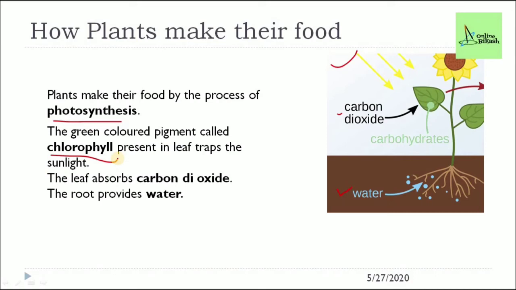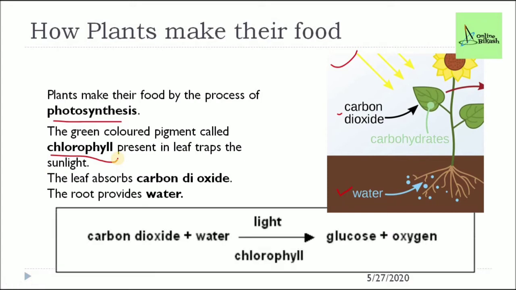Okay, and in our atmosphere there is carbon dioxide. So the leaf, through the stomata, will absorb the carbon dioxide, and the root will provide the water. That means we have three things. Chlorophyll will absorb the sunlight, the leaf will absorb carbon dioxide from the atmosphere through its stomata, and the roots will absorb water. So combining these three things, the plant will make its food.